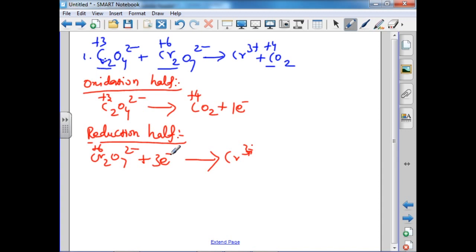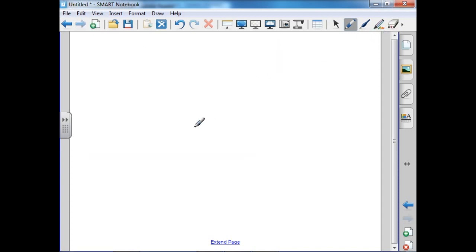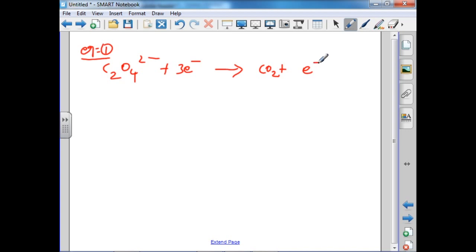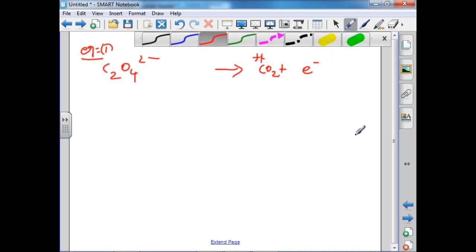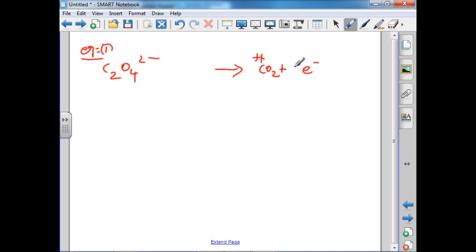Next we are going to balance the atom and charge. First we are going to balance the atom. From equation number 1, C2O4 2 minus plus 3 electron gives CO2 plus 1 electron. From equation number 1, C2O4 2 minus gives CO2 plus 1 electron.